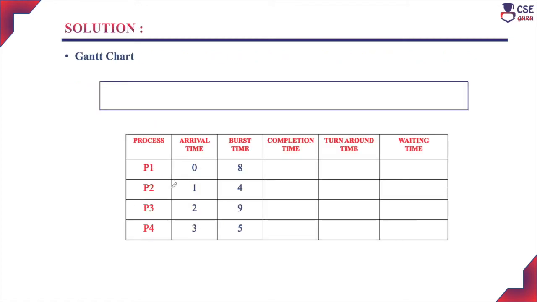So if you are considering this problem, there are four processes with arrival time and burst time given. We need to find the completion time, turnaround time and the waiting time. Completion time is the time when the process completes its execution with the CPU. Turnaround time is the time interval between when the process arrives to the ready queue and when the process completes its execution. Waiting time is the total waiting time in the ready queue before the process is assigned to the CPU.